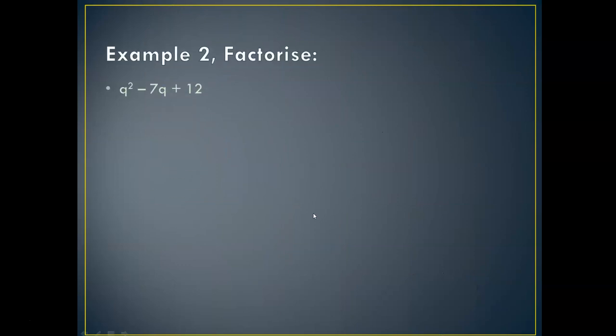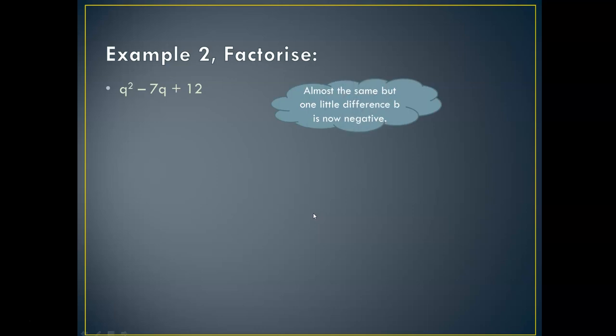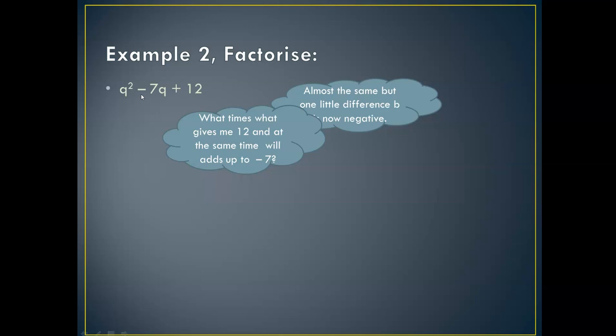Example 2, factorize q squared minus 7q plus 12. It's almost the same as the last question, but now we have a negative number in the middle. So now the question is, what times what gives me positive 12, and at the same time will add up to negative 7? So we know that the 12 and 1 wouldn't have worked. The 6 and the 4 still wouldn't, 6 and 2 still wouldn't work. So we're still at 3 and 4.